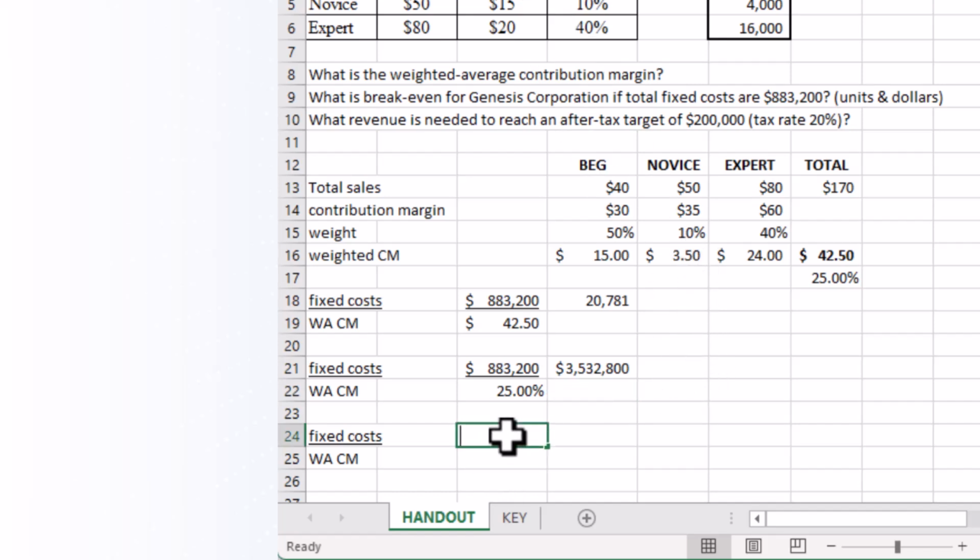For target profit, we would have to add that target in to the numerator. So we would add the 200,000 after-tax target, and we would have to divide that by 1 minus the tax rate to convert it to a before-tax number. And then we would go about that calculation and see what revenue you would need to be able to cover the fixed cost and the target profit and the taxes on the target profit. So I hope that's helpful.